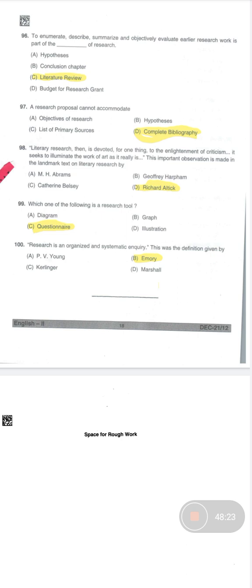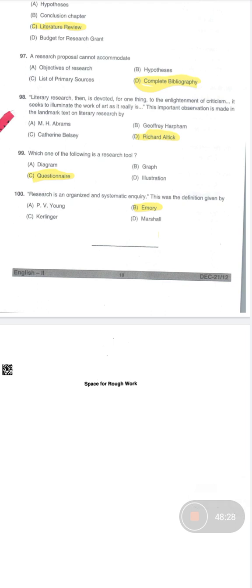Okay. Question number 99, very easy. Favorite of both Paper 1 and 2. Which one of the following is a research tool? Questionnaire is a research tool, meaning asking questions, getting the answers and collecting them is a research tool. Okay. 100, last question. Research is an organized and systematic inquiry. This was the definition given by Emory.